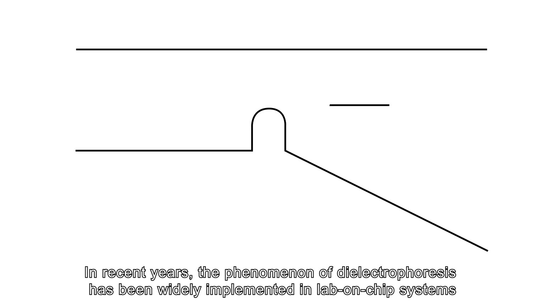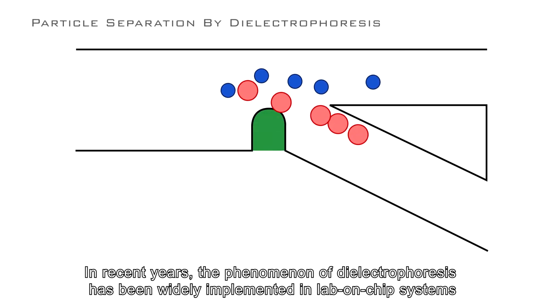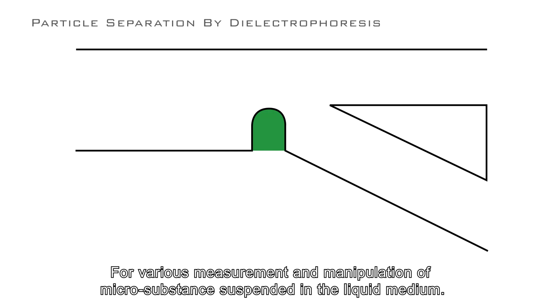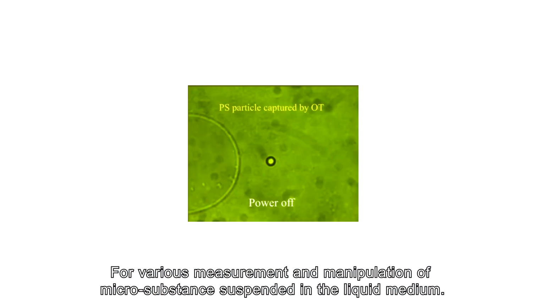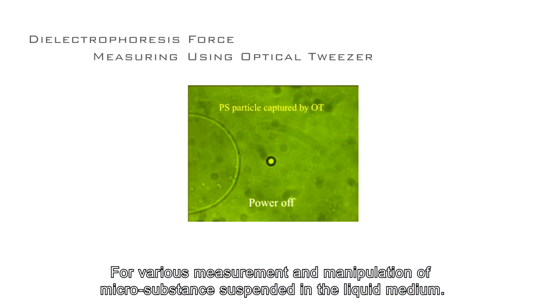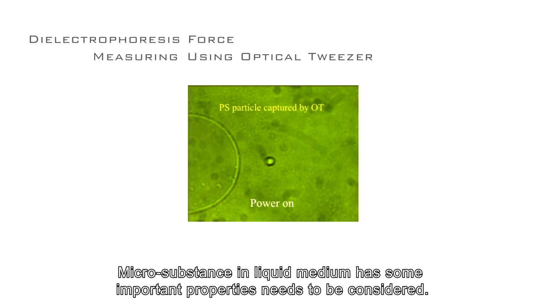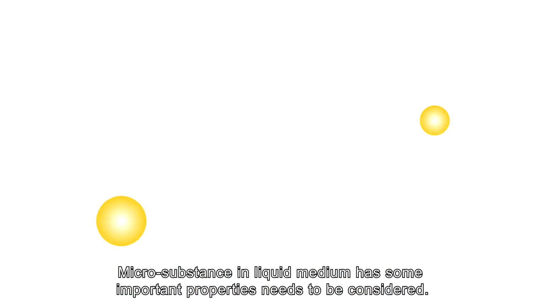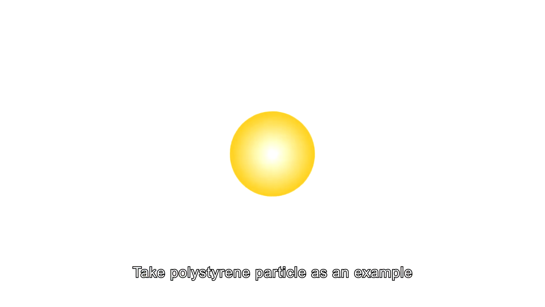In recent years, the phenomenon of dielectrophoresis has been widely implemented in lab-on-chip systems for various measurement and manipulation of microsubstance suspended in the liquid medium. Microsubstance in liquid medium has some important properties that need to be considered. Take polystyrene particle as an example.